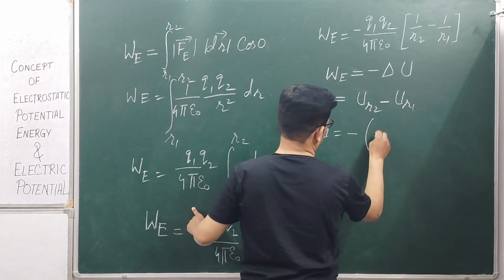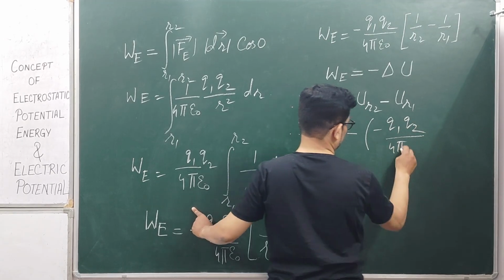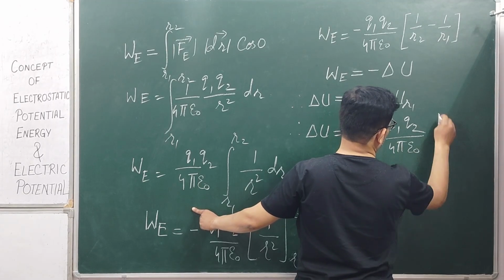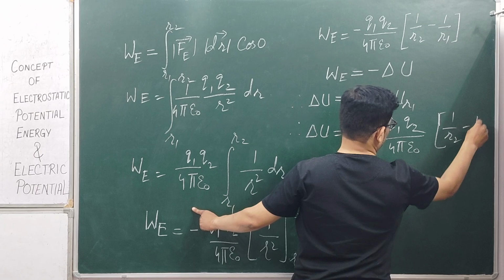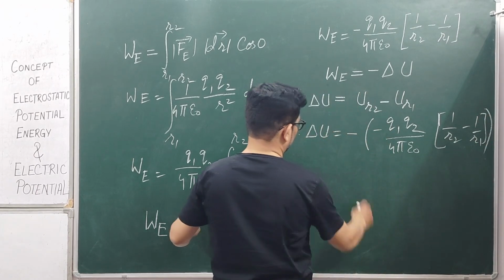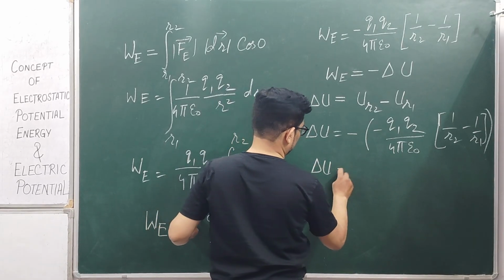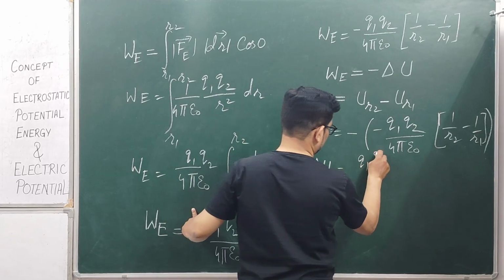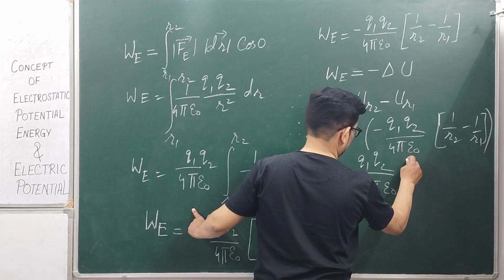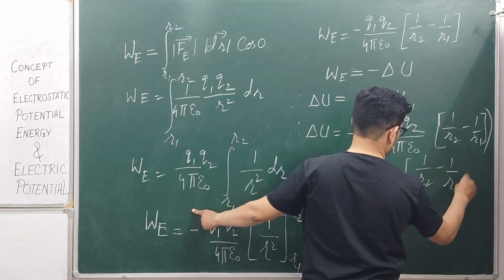is going to be negative of minus q1 q2 by 4 pi epsilon naught, and here we have 1 over R2 minus 1 by R1. So this is how negative will become positive. Therefore, delta U is equal to Q1 Q2 by 4 pi epsilon naught, and here we get 1 over R2 minus 1 over R1.